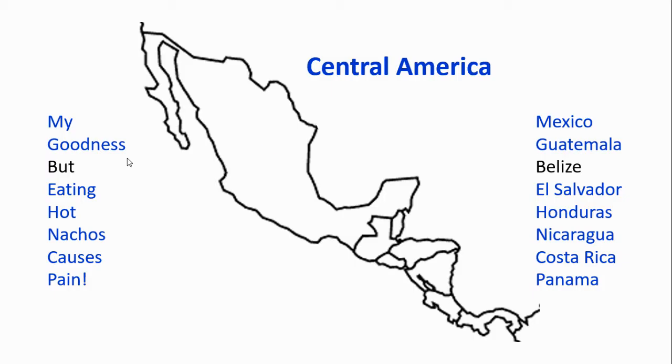So we're going to start by going up to the biggest country, there in Mexico. And if we follow kind of a down, sideways, down staircase kind of style, you're going to find that this sentence and that motion will help you know the names and the locations. So if we have "My goodness, but eating hot nachos causes pain." If we do that by countries, we have Mexico, Guatemala, Belize, El Salvador, Honduras, Nicaragua, Costa Rica, Panama.